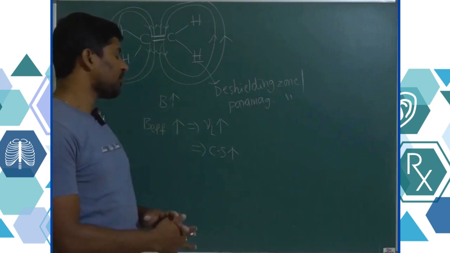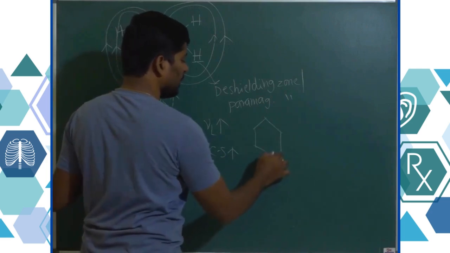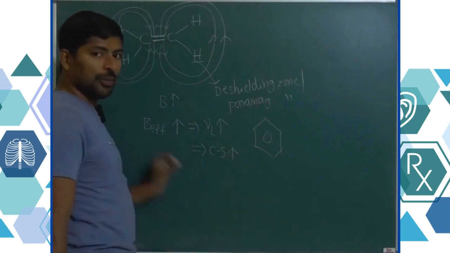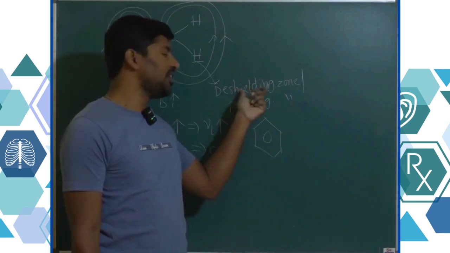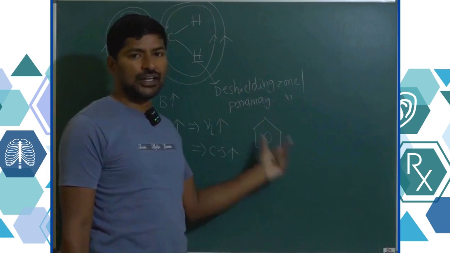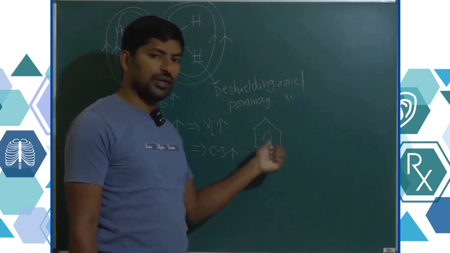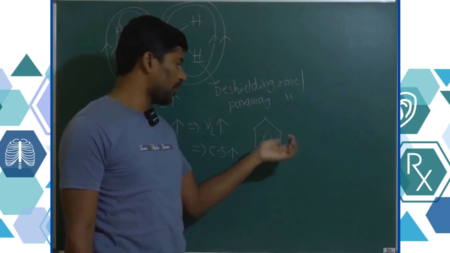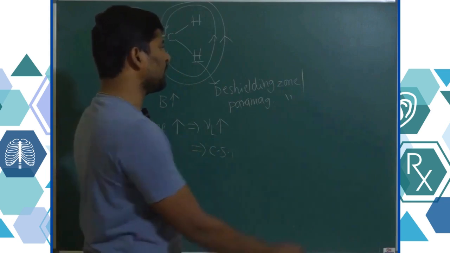Similarly, we can explain it for benzene also. In the case of benzene, the induced magnetic field distributes such that the protons fall in the de-shielding zone or paramagnetic zone. That's why the chemical shift value for protons in benzene is high, around 7. Okay, next one, acetylene.